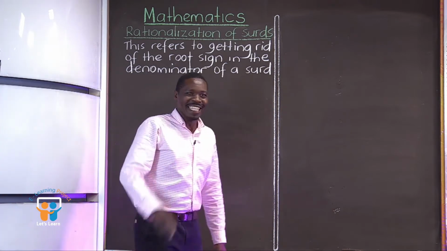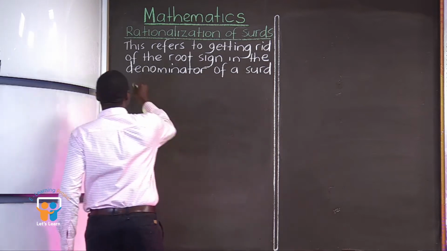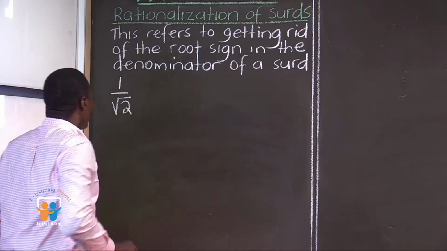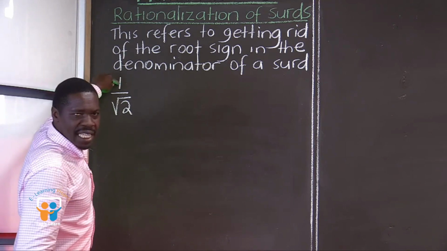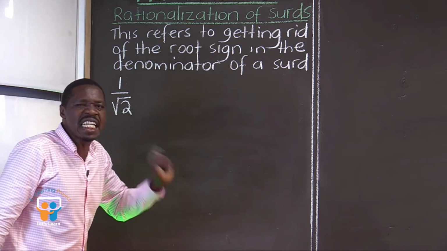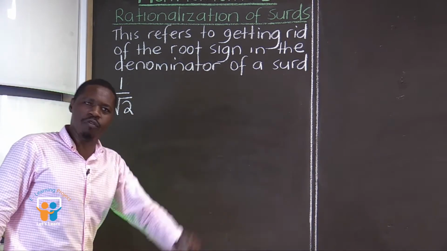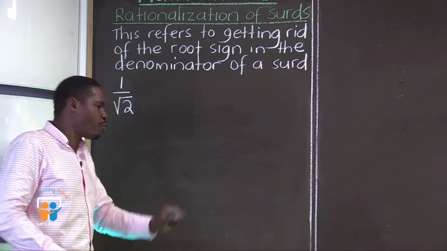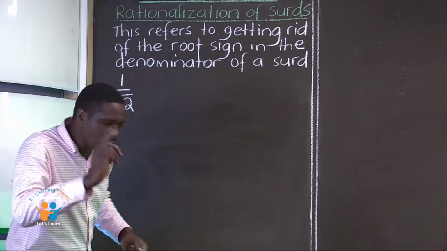Mr. Examiner, suppose I'm having something to do with this. I'm having 1 over root 2. When you look at this surd, the numerator is a 1. The denominator is a root 2. I want to get rid of the square root sign from the denominator. I want to shift the square root from down and take it up.